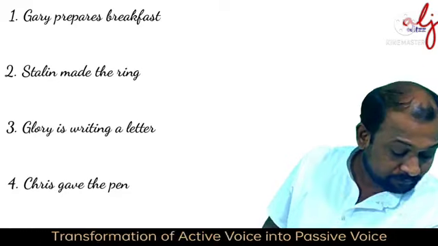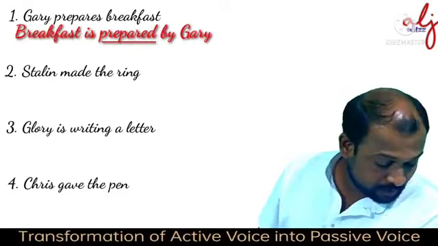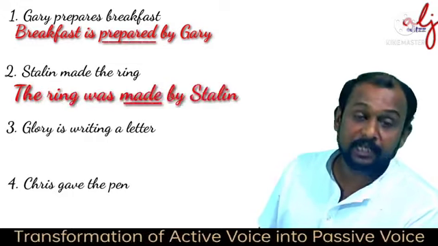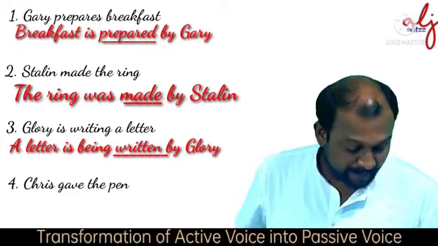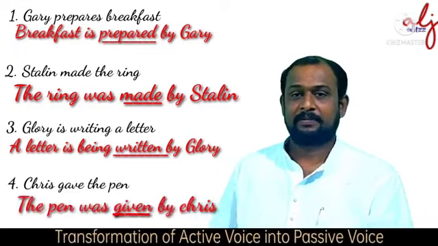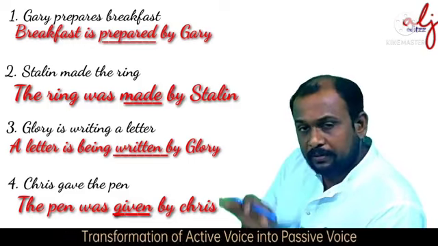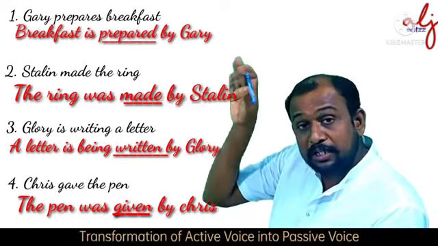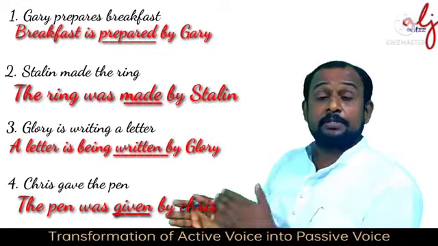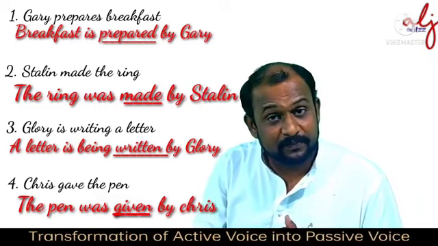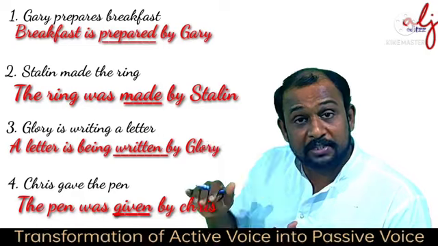See the passive voice for them. First one, breakfast is prepared by Gary. The ring was made by Stalin. A letter is being written by Glory. And the pen was given by Chris. So you notice these four statements very carefully. The subject in the active voice has become object in passive voice. And the object in the active voice has become subject in the passive voice. And see the verb. It has taken past participle form.